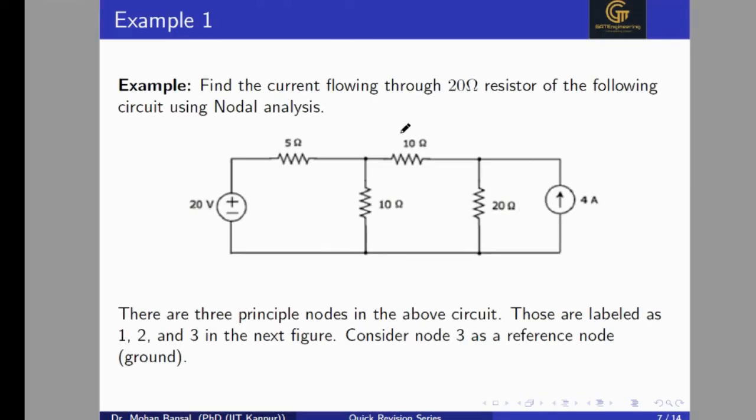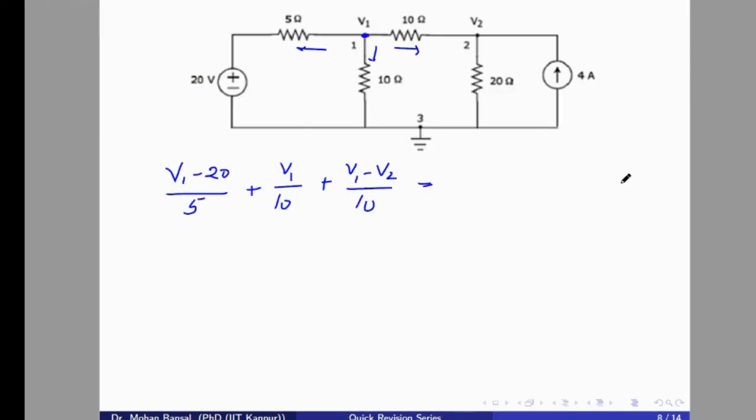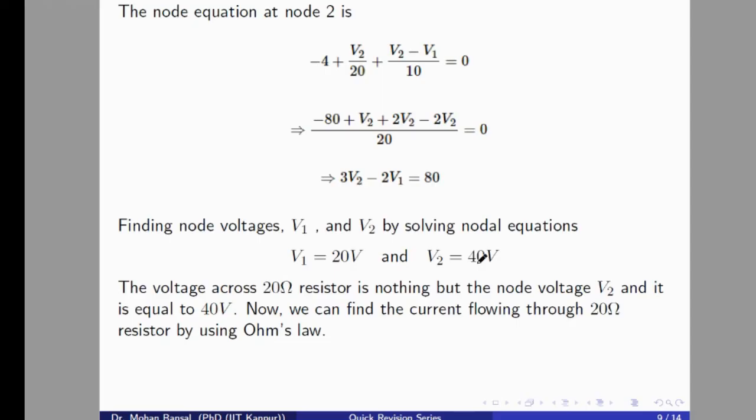Now our question was, we have to find the current in this resistor. What will be the current in this resistor? We have seen the voltage at this node is V2, and the current in the 20 ohm resistance will be V2 divided by 20. V2 is 40 volt, so the current will be 40 divided by 20, that is 2 ampere.